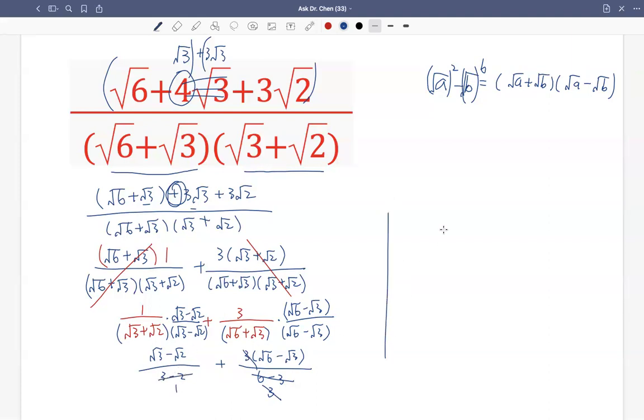So now we're left with the square root of 3 minus the square root of 2 plus square root of 6 minus the square root of 3. Positive square root of 3 and negative square root of 3 cancel each other out. So we're left with square root of 6 minus square root of 2. So that is the simplest version of this expression, which is square root of 6 minus square root of 2.